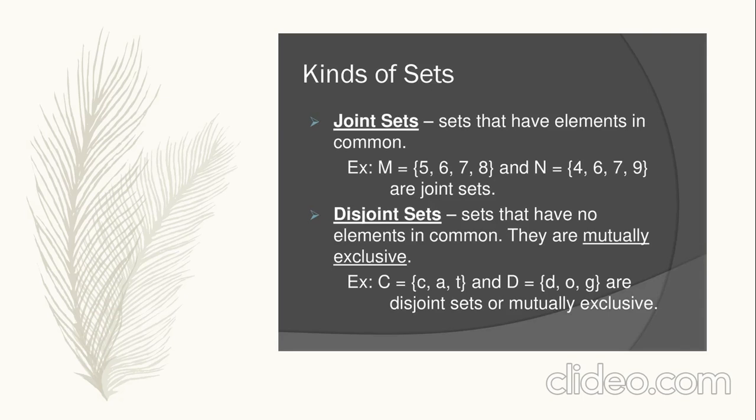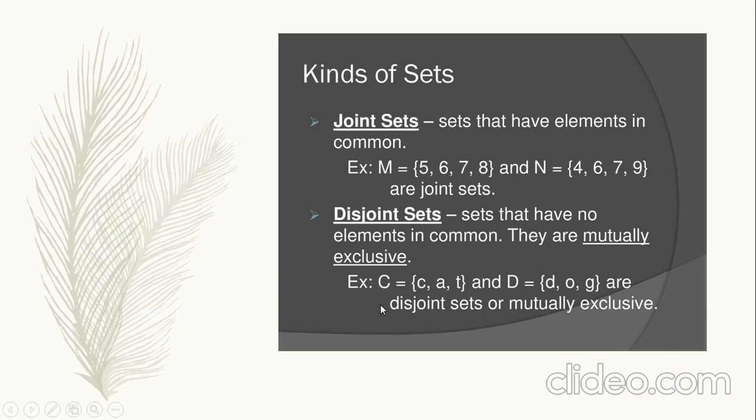So if you look at it, both M and N have elements in common. These are 6 and 7. So therefore, this type of sets are joint sets. Now the other type is disjoint sets. These sets have no elements in common. They are mutually exclusive. Okay?